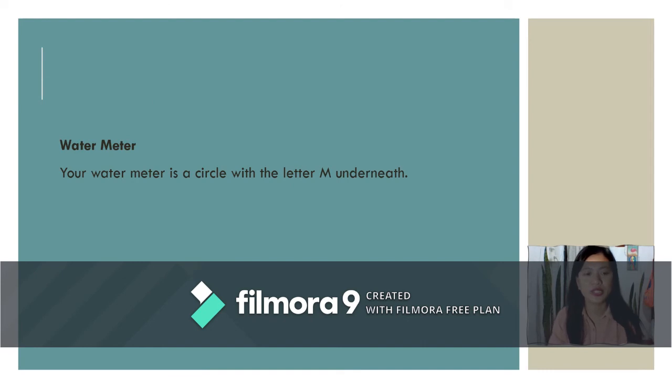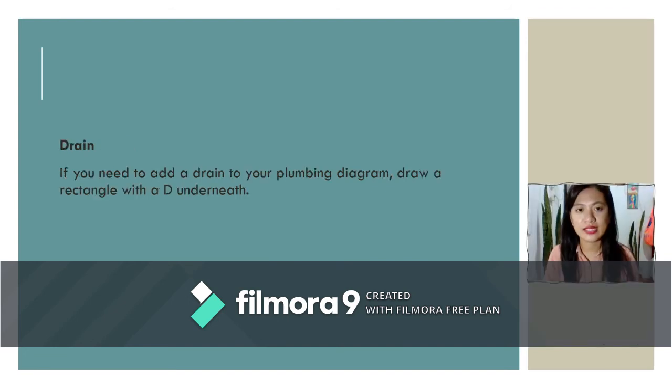Next is the water meter. Your water meter is a circle with the letter M underneath. Next is the drain. If you need to add a drain to your plumbing diagram, draw a rectangle with a D underneath. Or you can draw a circle and have vertical and horizontal lines inside of the circle.